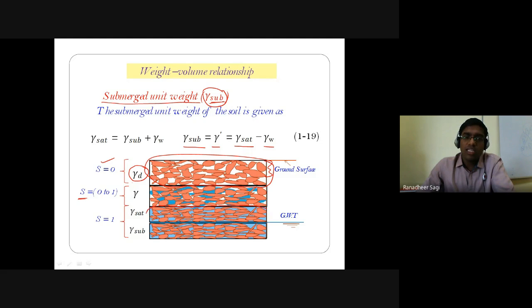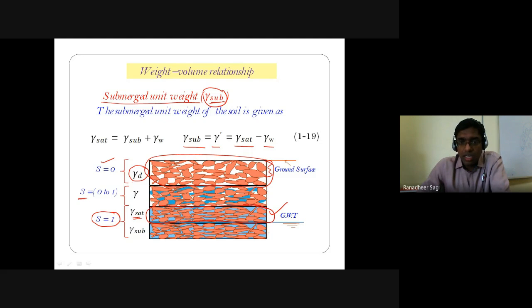And when all the voids are filled by water, that particular soil is called a fully saturated soil. The soil existing in this region is what I am calling fully saturated soil. For that fully saturated soil, the unit weight we represent is gamma sat. Sat indicates saturated. Whenever the soil is in a saturated condition, the corresponding unit weight is indicated as gamma sat, and the degree of saturation when the soil is fully saturated is equal to 1.